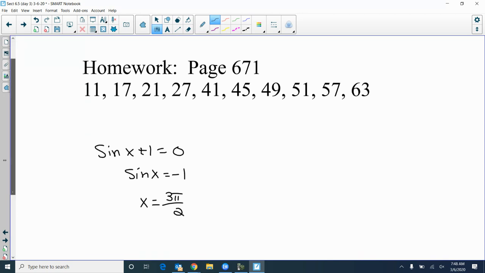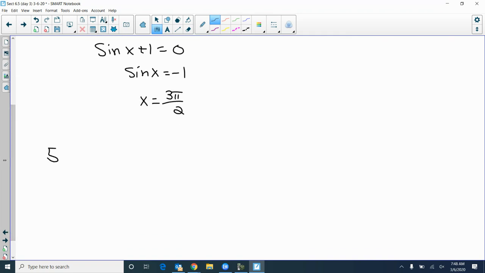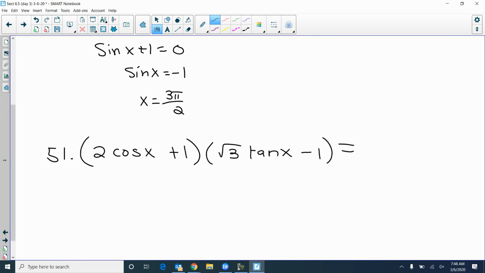Can you do 51? Yeah, what does it look like? 2 times the cosine of x plus 1, and then square root of 3 times tangent x minus 1, equals 0.